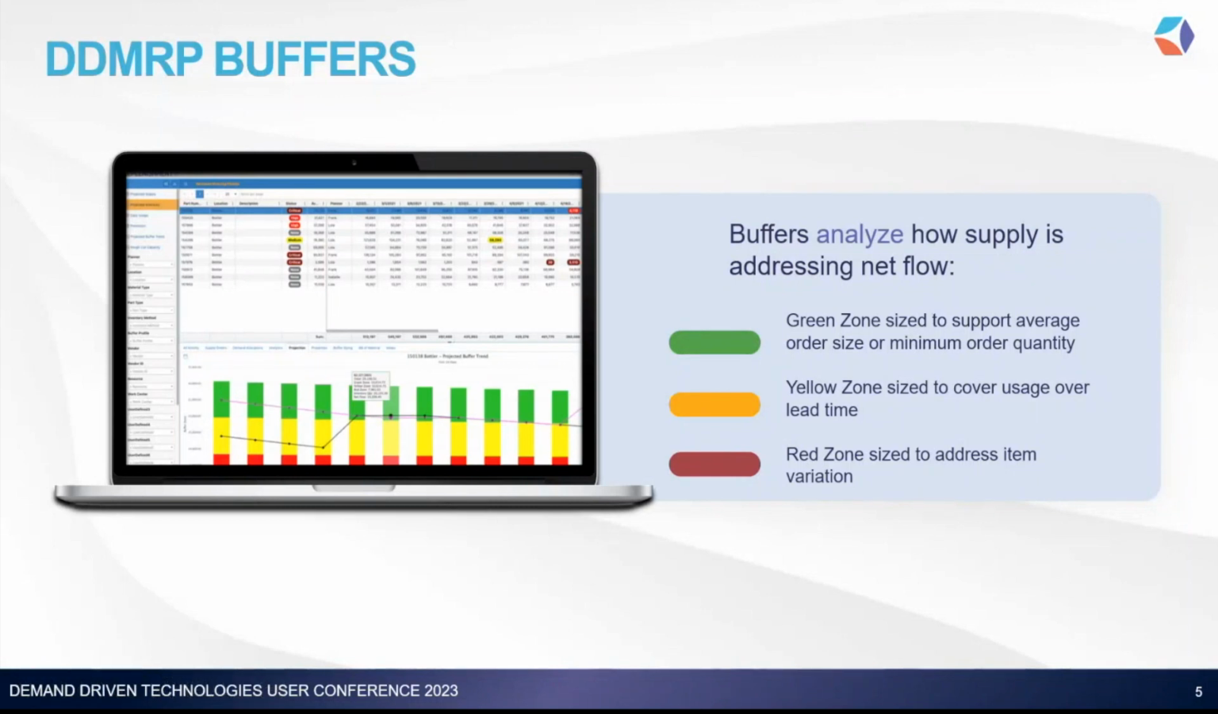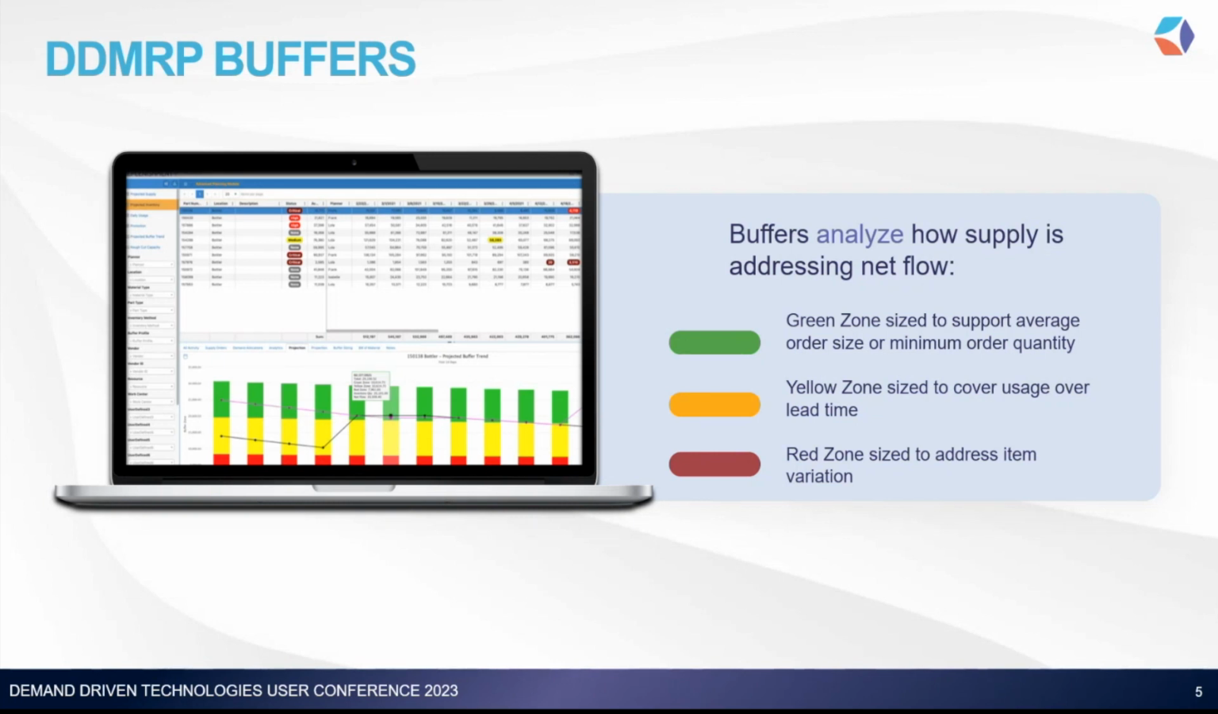And then the green zone is what sets our average order size as well as our ordering cadence. So frequently we'll use an MOQ to size the green zone. Frequently we'll use a desired order or replenishment cycle. Maybe I want to order from my suppliers on a weekly basis or a monthly basis or something like that. So we can size the green zone to adhere to that cadence.